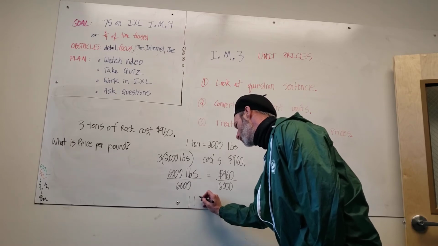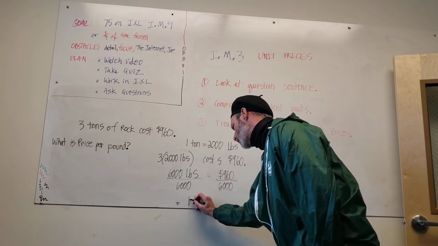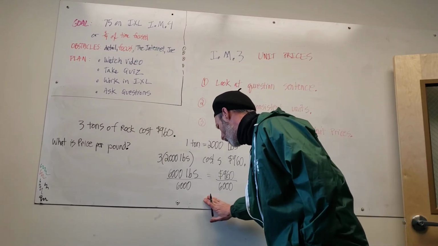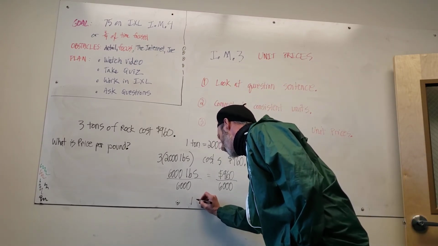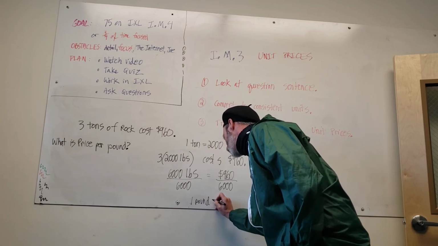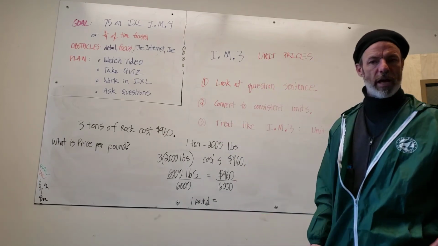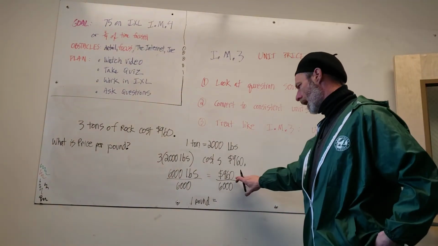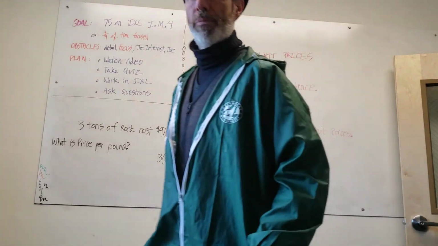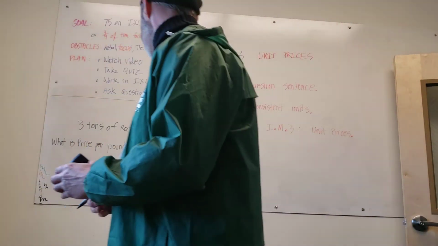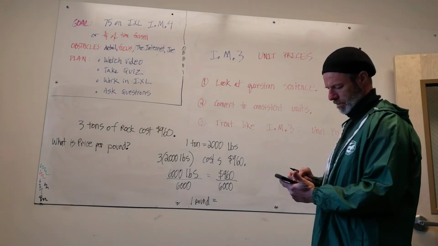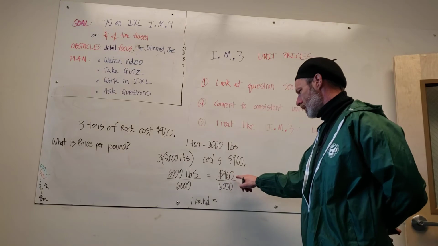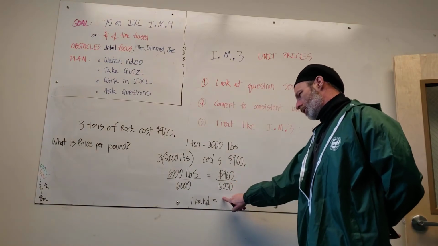1 pound equals, or costs, sorry, let me make this clear. 1 pound costs $960 divided by 6,000. And you can do that out on your calculator, and we'll find the answer to that. 960 divided by 6,000 is going to be your answer.